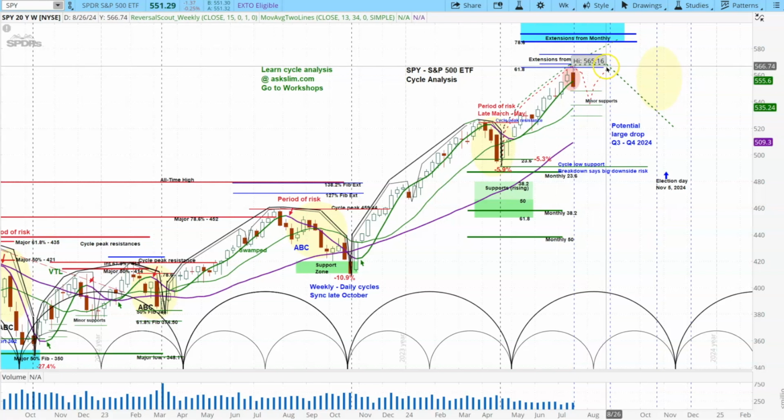So this rally in here, I don't think is going to get far. These are your resistance levels right here.